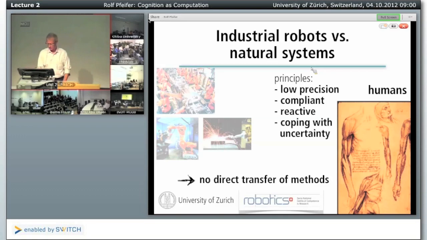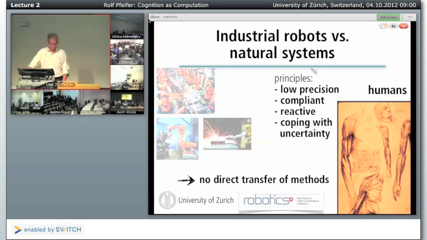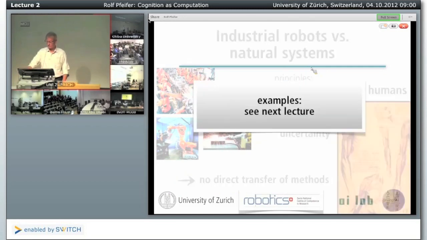And this also implies that the methods that work for virtual worlds can most likely not be simply transferred to the real world. And that's what the whole lecture is going to be about. What kinds of methods do we need in the real world in contrast to the virtual world or the artificial world? We'll give a lot of examples in the next lecture.